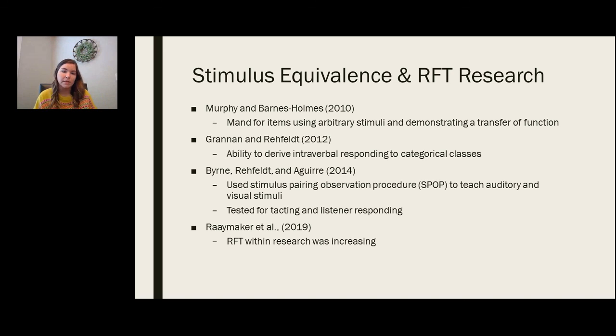And then also in 2019, Raymaker and his colleagues did a citation analysis where they found that RFT within research was increasing.